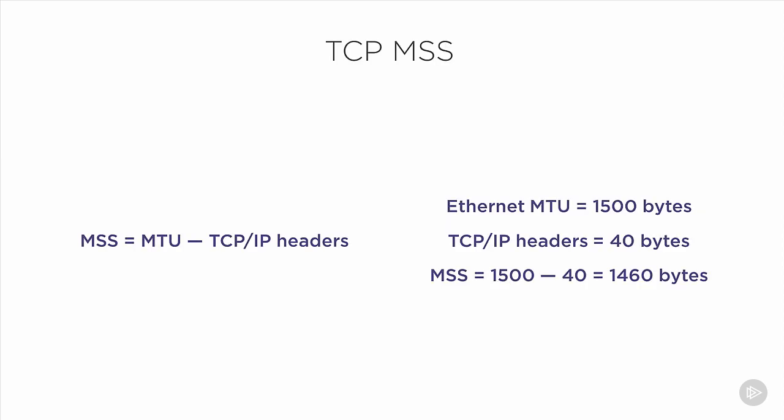Generally, the MSS is going to be the MTU, the maximum transmission unit, minus the size of the TCP/IP header. On Ethernet, the MTU is generally 1500 bytes, and the TCP IPv4 headers are 40 bytes. So a common TCP MSS is 1460 bytes.